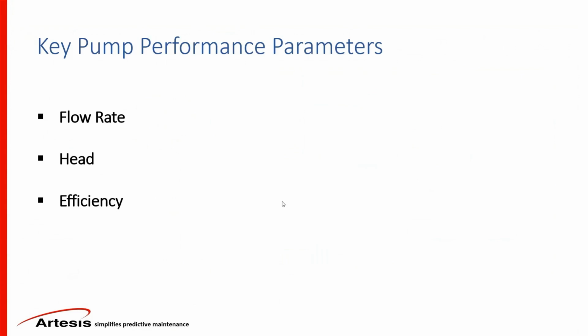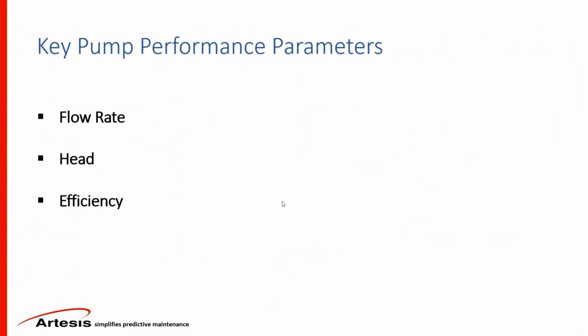There are three main or key pump performance parameters. The first one, the flow rate. So this flow rate, of course, would indicate the volume of fluid the pump can move within a given period, which is crucial for determining pump capacity and application suitability.